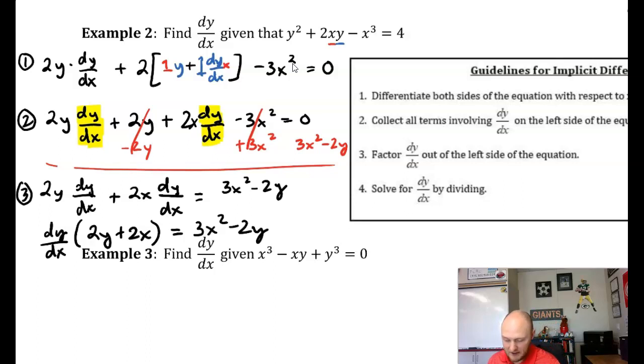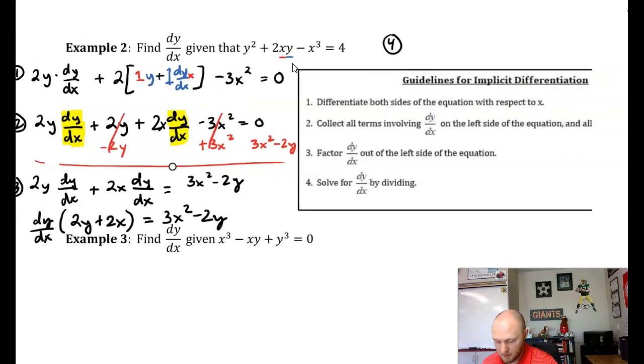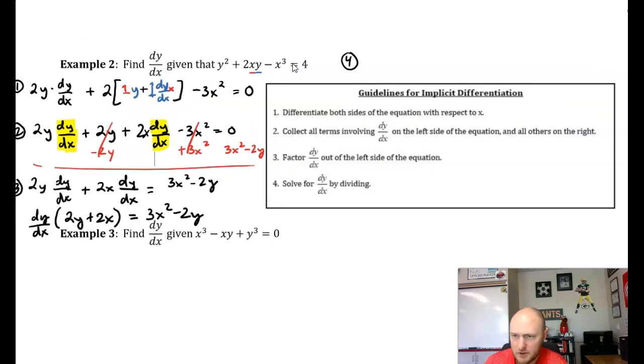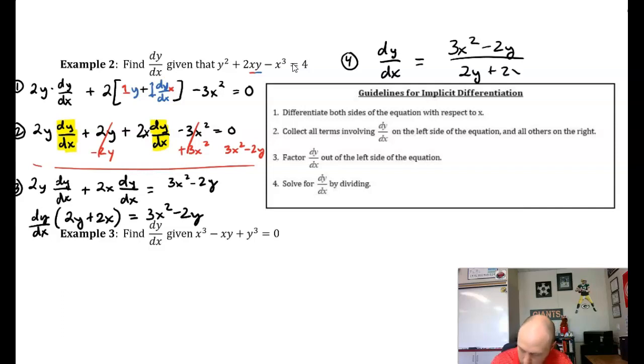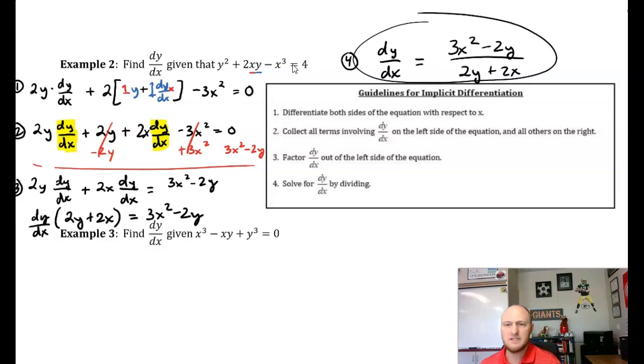Then step 4, I'm going to go ahead and divide, and I'll put it up here. I don't know why that box is there. I guess so you don't have to turn the paper. So now I'm going to divide. So dy dx is equal to 3x squared minus 2y divided by 2y plus 2x. And there is our derivative. We found dy dx. That's the derivative of y.